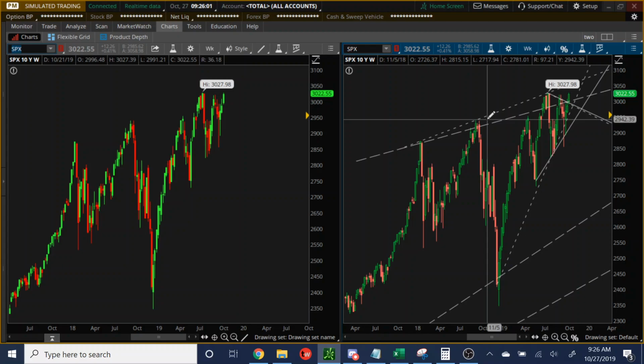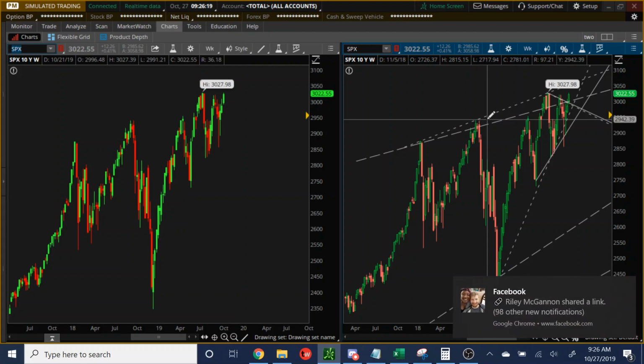Here on the right, this SPX weekly chart, I have trend lines drawn, how I'm going to explain to you in this video. And it's a very scientific way to draw them. They have to be perfect, and most people do not know the right way to actually draw these trend lines.